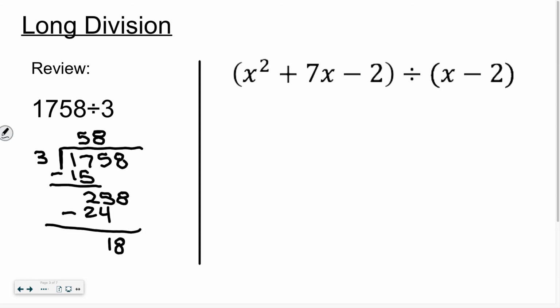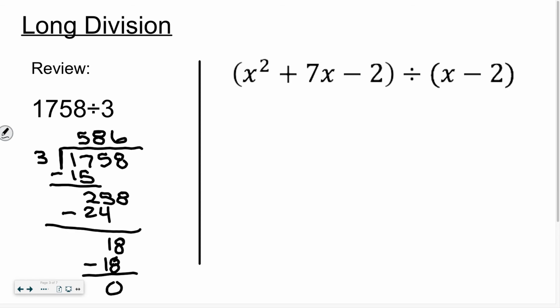And then you ask yourself, how many times does 3 go into 18? 6. Which leaves me with 0 remainder. Okay. Cool. Now what if you had a remainder of 1? What would you do with your remainder 1?